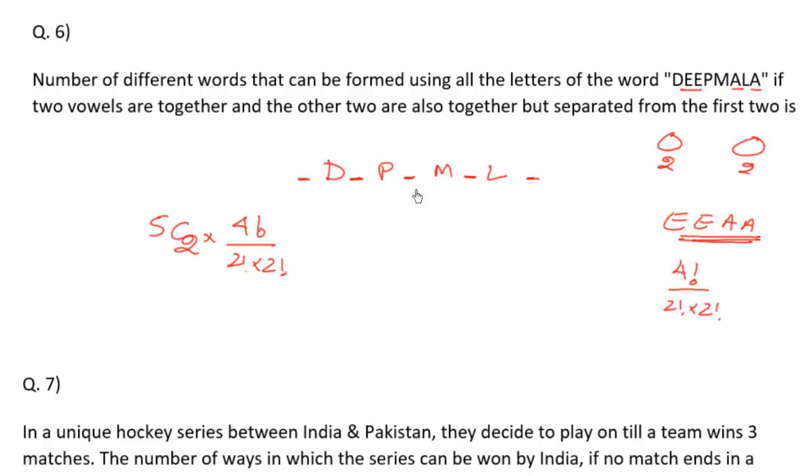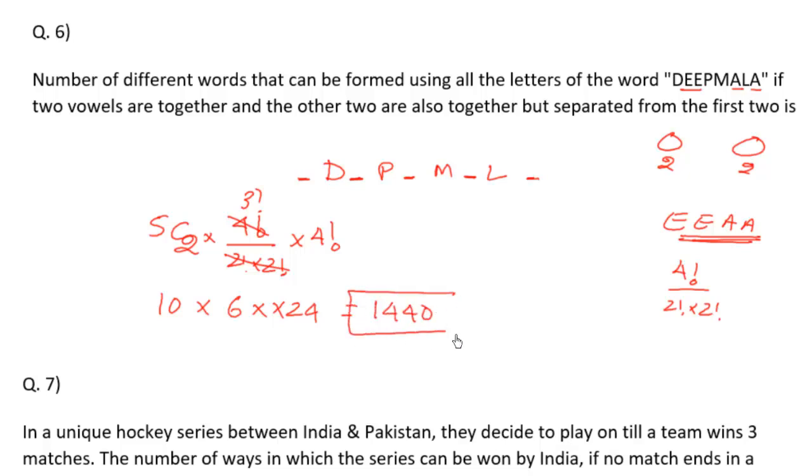But the consonants can also be arranged, right? So again, we have to multiply it with 4 factorial. So this should become the right answer. So let us simplify it. This 5C2 is nothing but 10, right? This will become 6 because 4 factorial will be divided by 2 factorial into 2 factorial, and 4 factorial is 24, which comes out to be 1440. So this becomes the right answer. Now let's move to the next question.